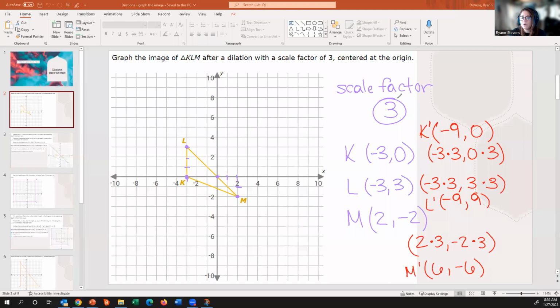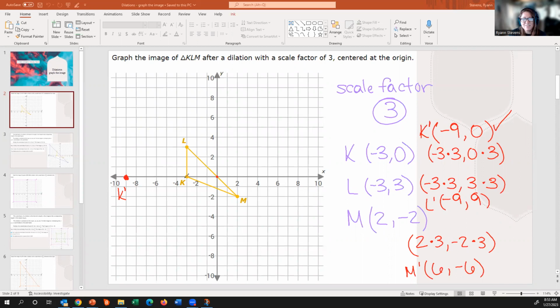we can go back through and graph them. So let's start with K. I'm going to go ahead and erase all this because this is our pre-image. K is at -9 and then 0. So we start at the origin and move to -9 on the x-axis, and we're not going up or down. This is K, and we have graphed that one.